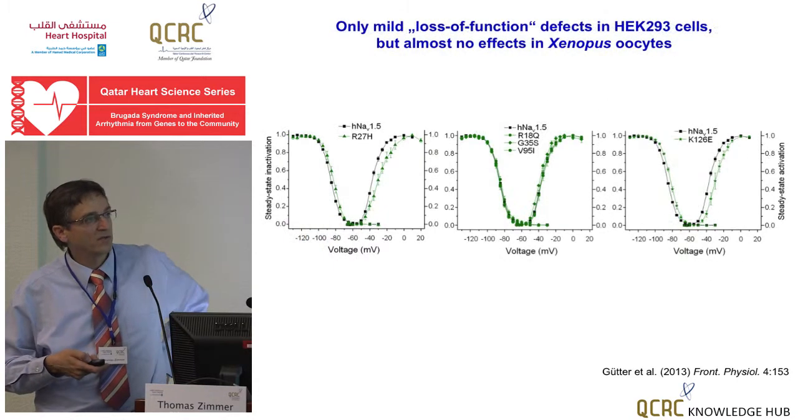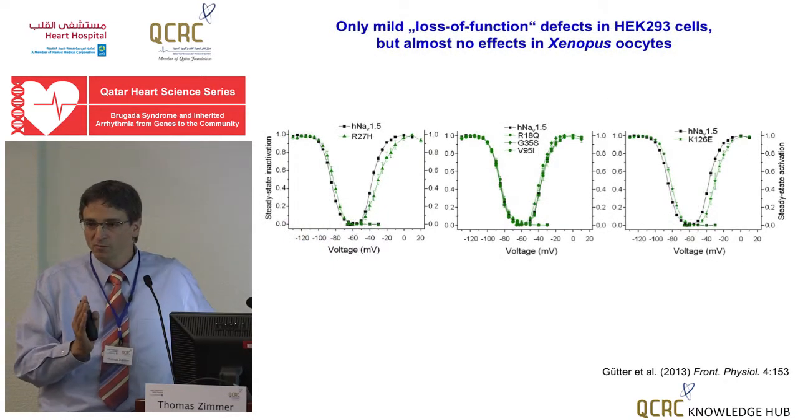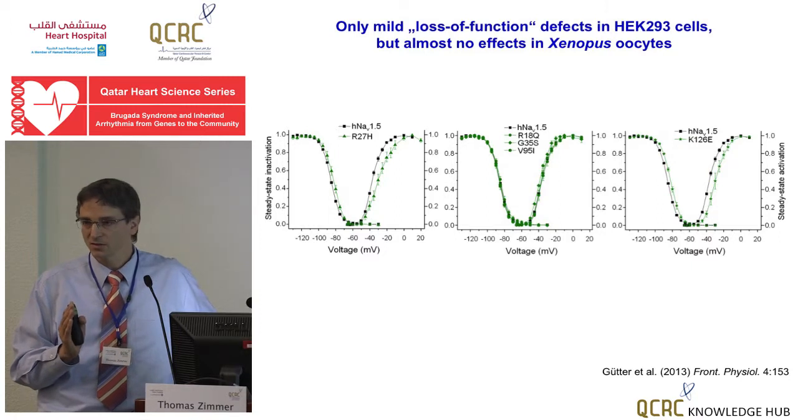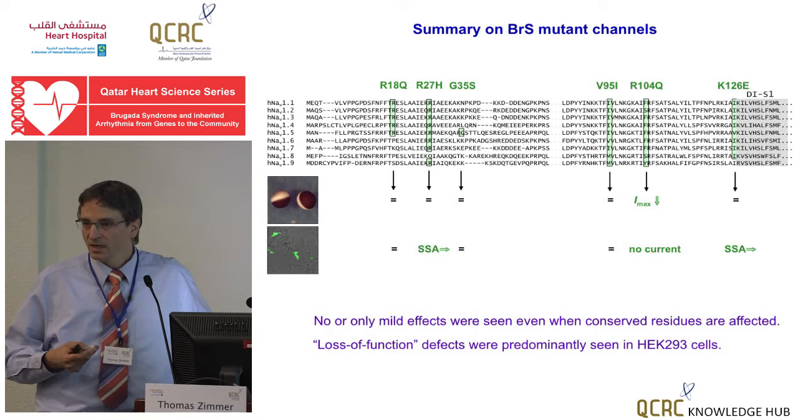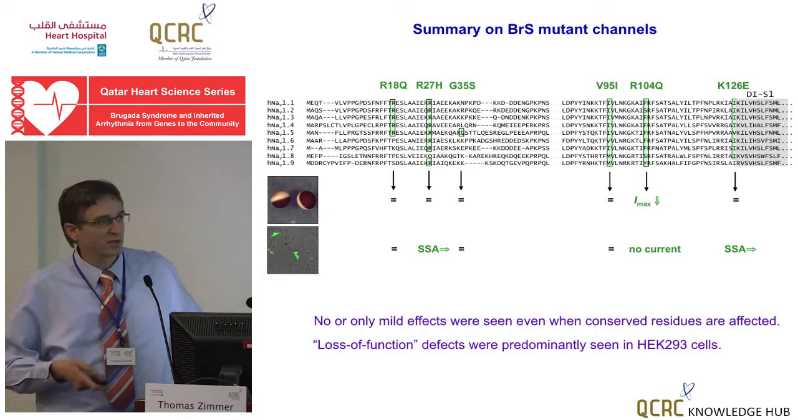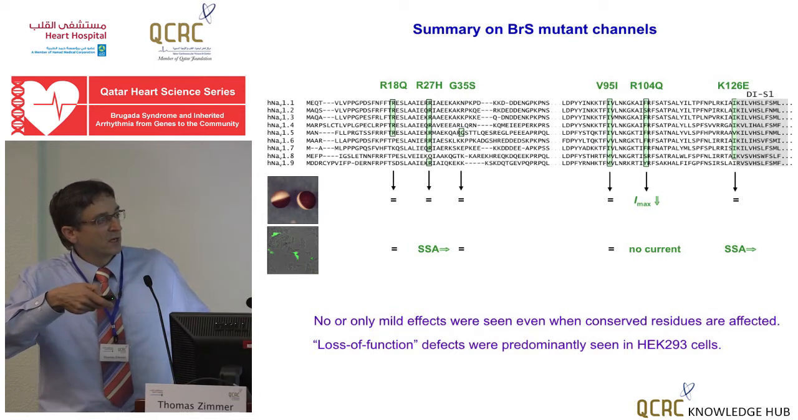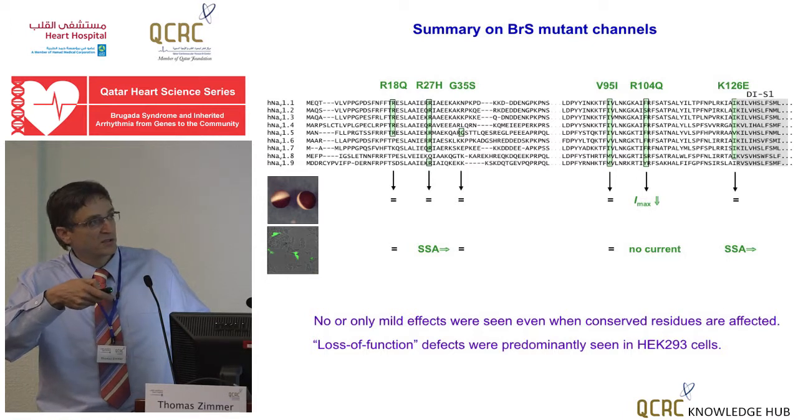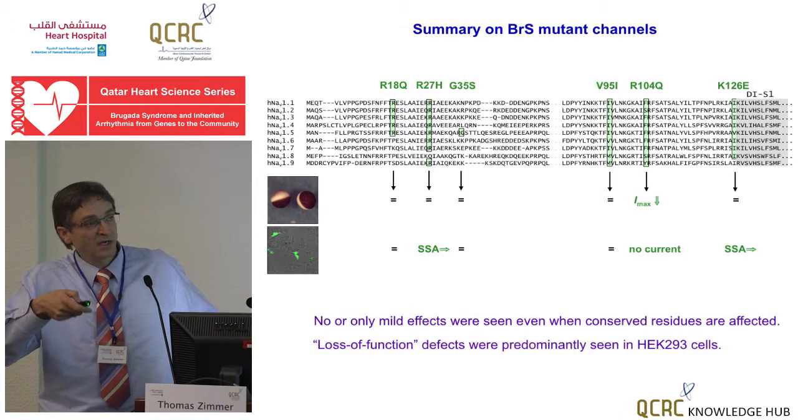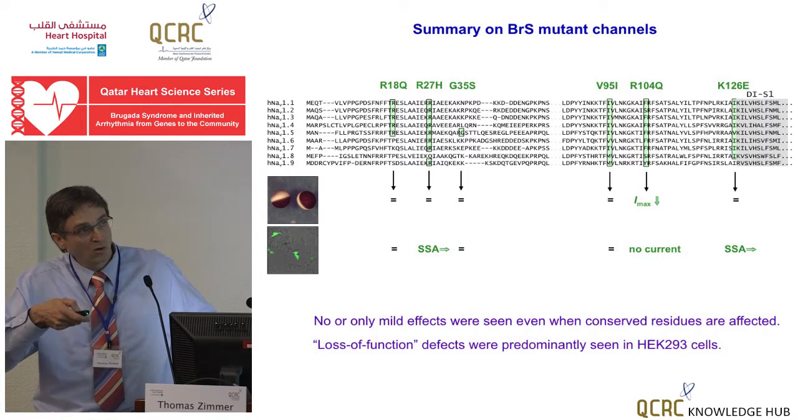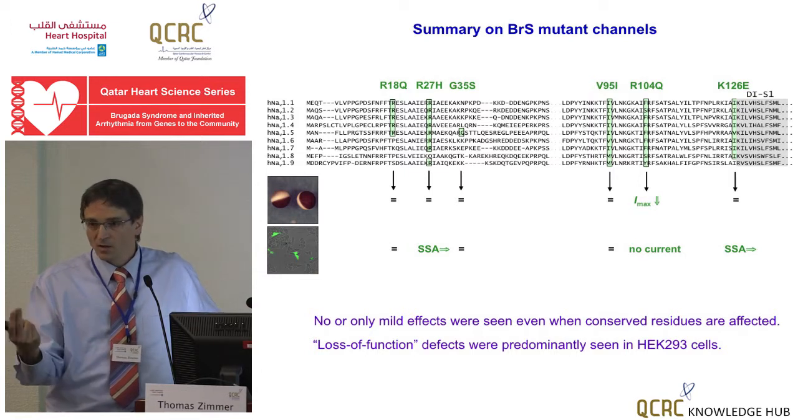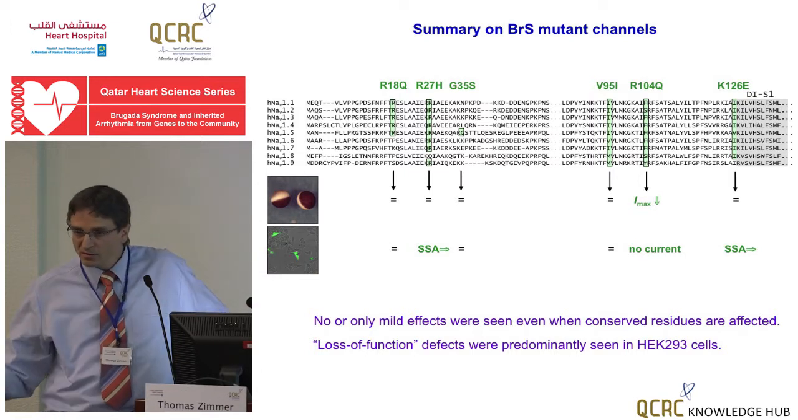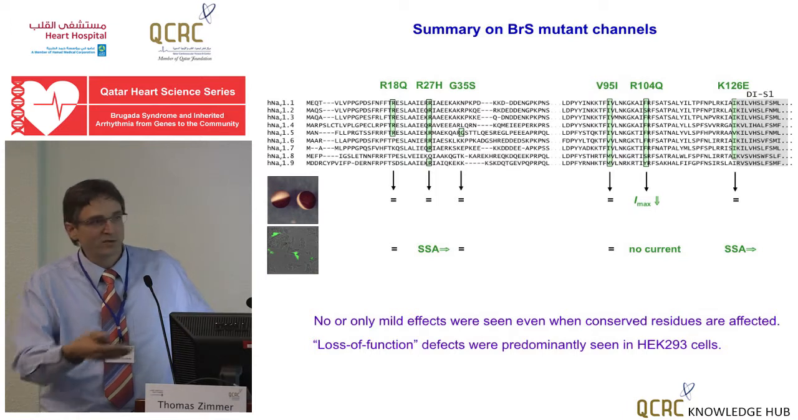When we studied the kinetics, we only saw very mild effects in the HEK cell system, so almost no effect. So actually, we cannot really explain the phenotype of Brugada syndrome. In the oocyte system, you see here, this position is also highly conserved. This valine is highly conserved, and probably this whole region is conserved and very important for sodium channel function, because it's conserved and because if it is mutated, it causes disease. But we cannot see it.